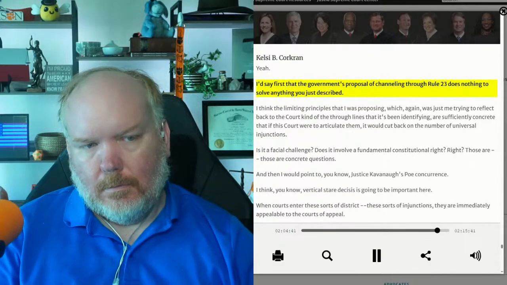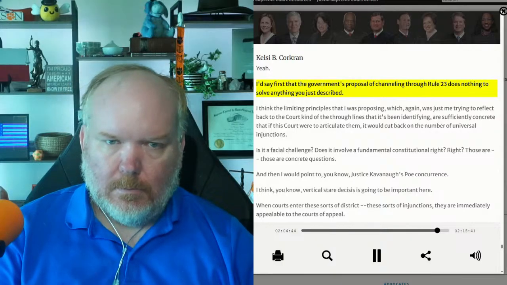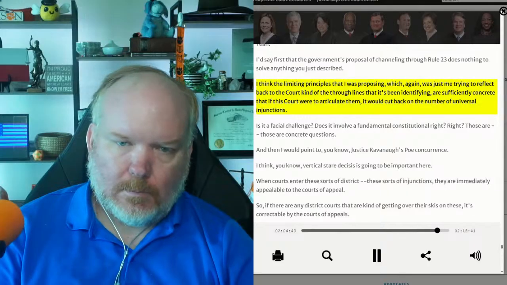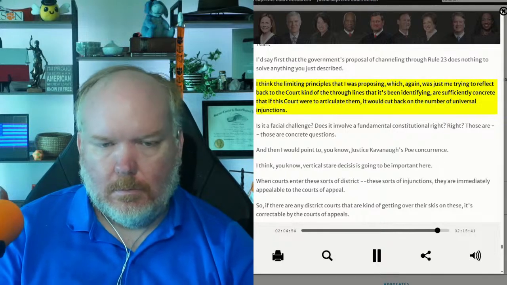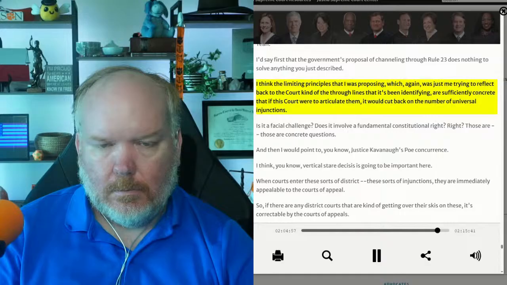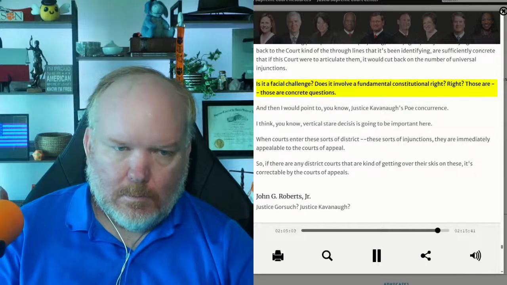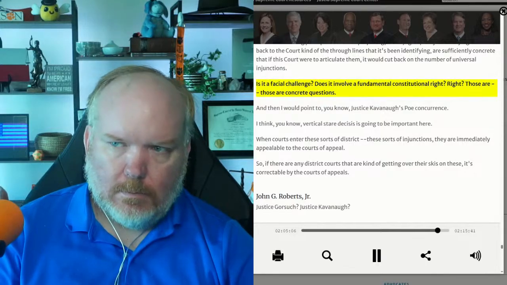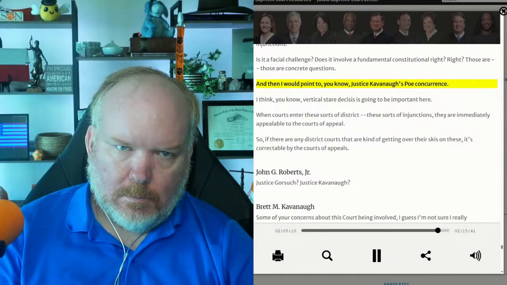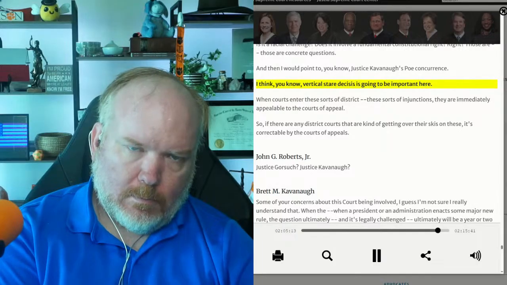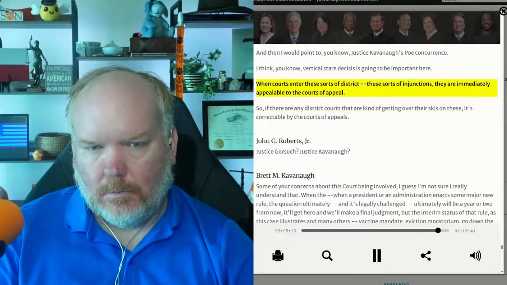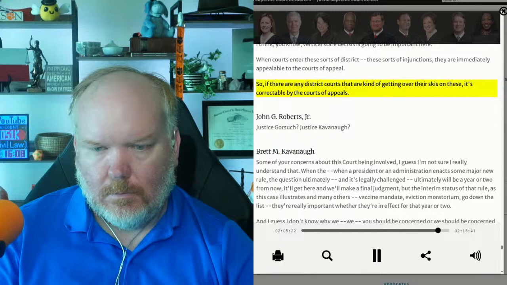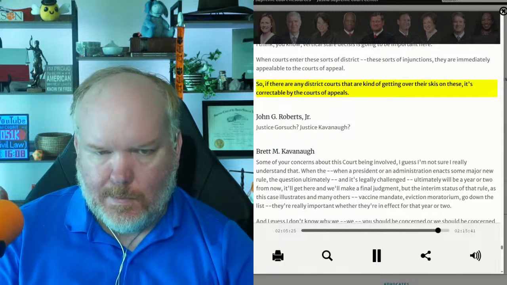Yeah, I'd say first that the government's proposal of channeling through Rule 23 does nothing to solve anything you just described. I think the limiting principles that I was proposing, which again was just me trying to reflect back to the court the through lines that it's been identifying, are sufficiently concrete that if this court were to articulate them, it would cut back on the number of universal injunctions. Is it a facial challenge? Does it involve a fundamental constitutional right? Those are concrete questions. And then I would point to Justice Kavanaugh's Poe concurrence. I think vertical stare decisis is going to be important here. When courts enter these sorts of injunctions, they are immediately appealable to the courts of appeals. So if there are any district courts that are getting over their skis on these, it's correctable by the courts of appeals.